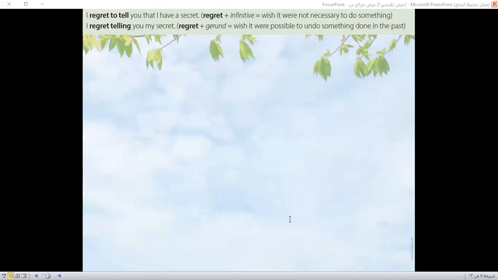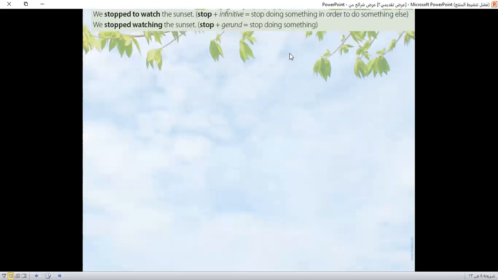Okay, shall we move on? Then we have the verb stop. For example, here we stopped to watch the sunset. For example, we were walking and then we stopped to watch the sunset. Stop with the infinitive means that you stop doing something, maybe they were walking, in order to do something else because they want to watch the sunset.